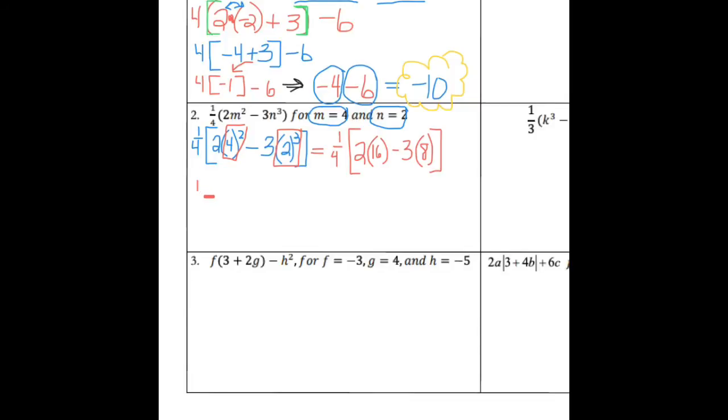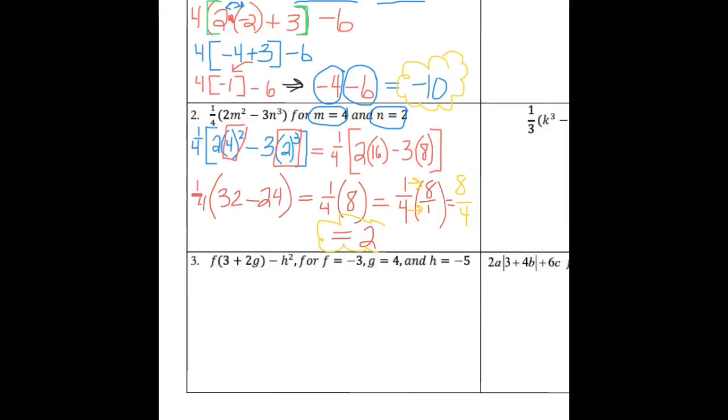Now I have to simplify inside that parenthesis again. 1/4 times 2 times 16 is 32, minus 3 times 8 is 24. We're getting there. You're doing a great job. Let's see. 32 minus 24 is 8. Now I have 1/4 times 8, which is the same thing as saying 1/4 times 8 over 1. I know that I have to multiply fractions straight across. 1 times 8 is 8. 4 times 1 is 4. And this entire problem reduces to 8 over 4, which is 2. That was tough. That one was tough.